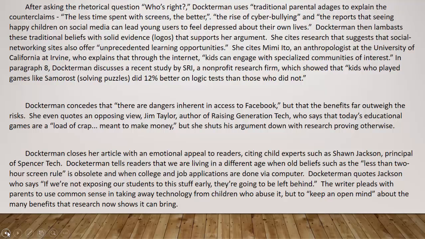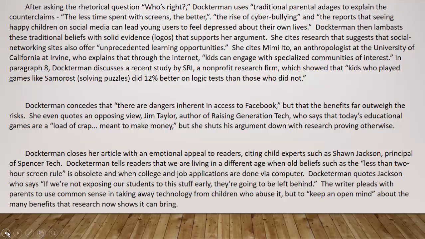Second body paragraph. After asking the rhetorical question, that's a technique. Who's right? Dr. Min uses, quote, traditional parent adages to explain the counterclaims. Quote, the less time spent with screens, the better. The rise of cyberbullying and the reports that seeing happy children on social media can lead young users to feel depressed about their own lives. Okay, that's basically logos, okay? Because she asks who's right, and then how does she support the other side? She says they are parental adages.